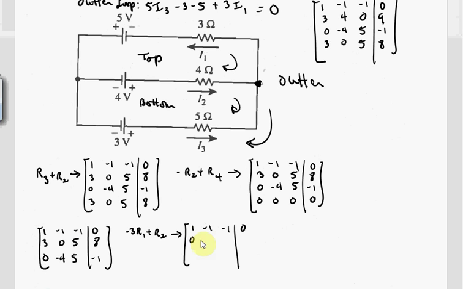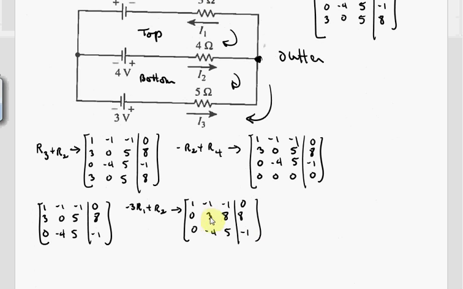So this becomes 3. Becomes 3 plus 5, 8. And that's still 8 there. So 0, negative 4, 5, negative 1. All right. I need to have a 1 at A22. Well, I can get a negative 1 there right now by just adding row 3 to row 2. And then we could just negate that result and we get our positive 1.